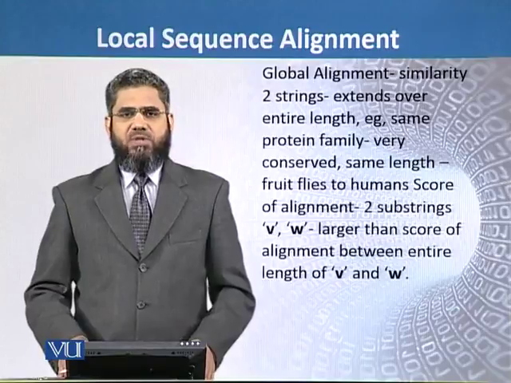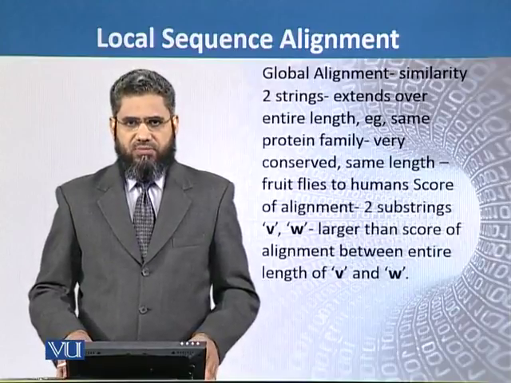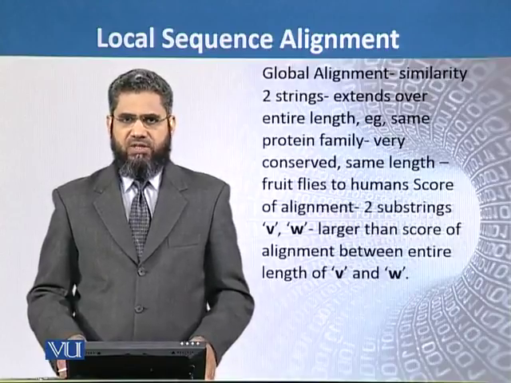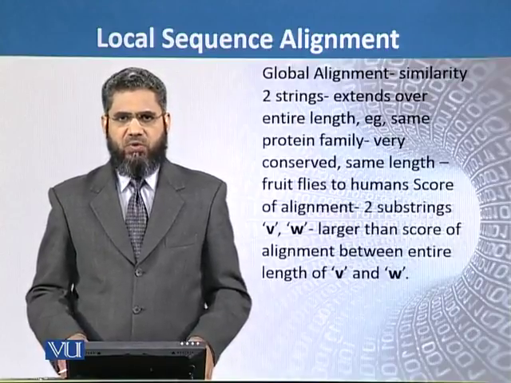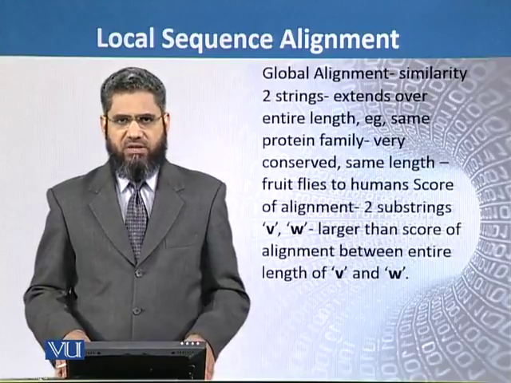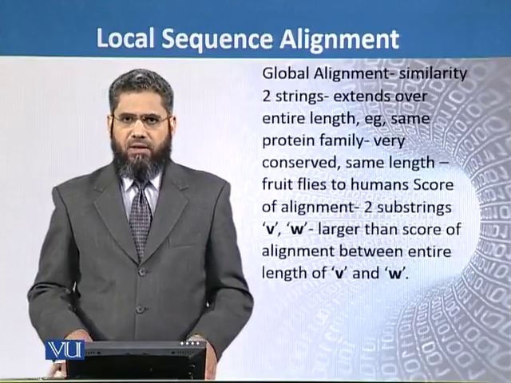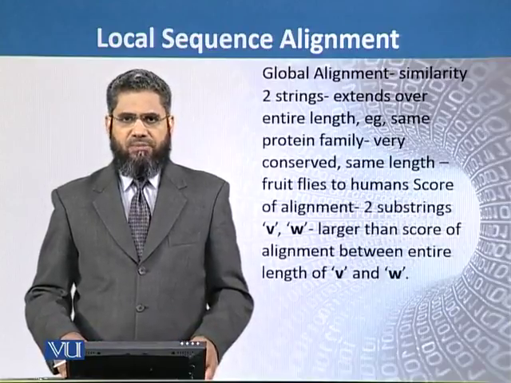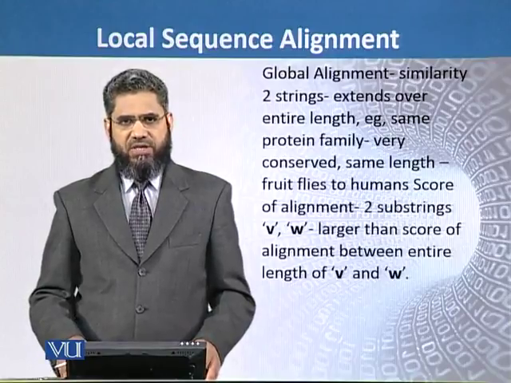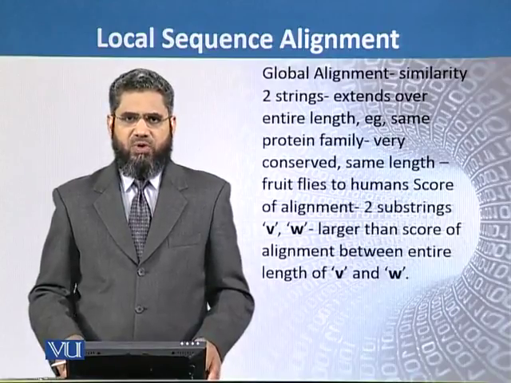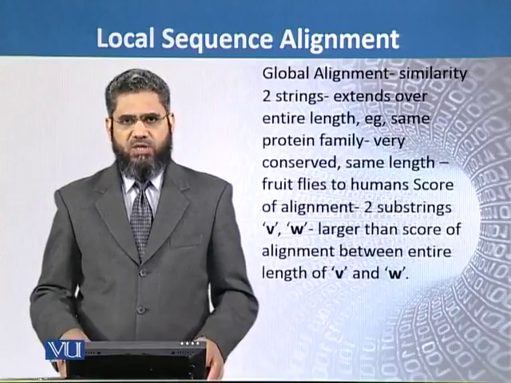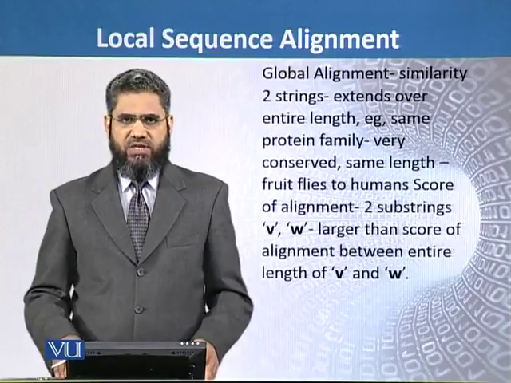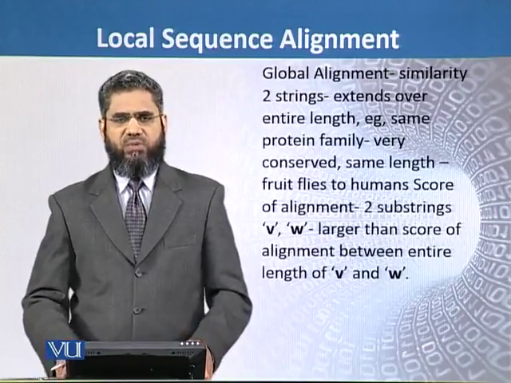Sometimes it happens that for two proteins considered for global sequence alignment, the score is lower as compared to the subsequences present within these proteins. If we consider two proteins V and W, it is possible that the subsequences within these two proteins have a much higher score as compared to the score from one end to the other end of the proteins.